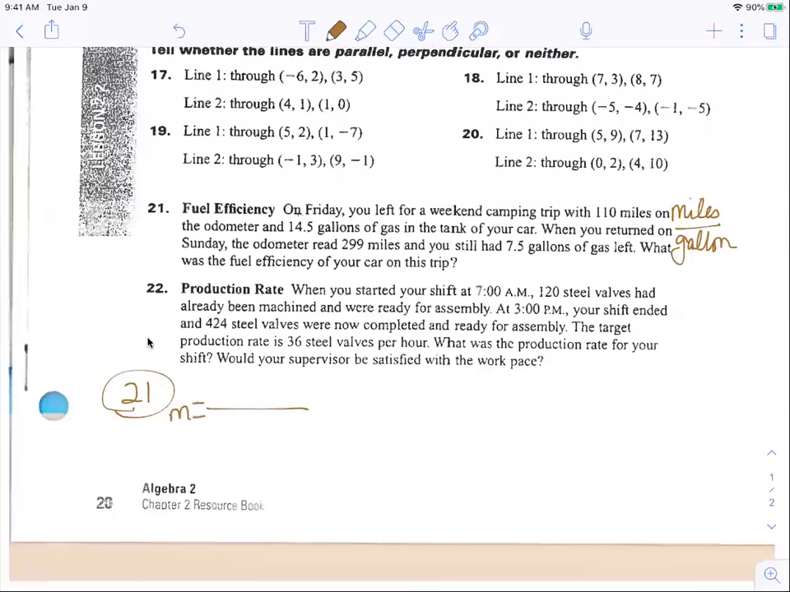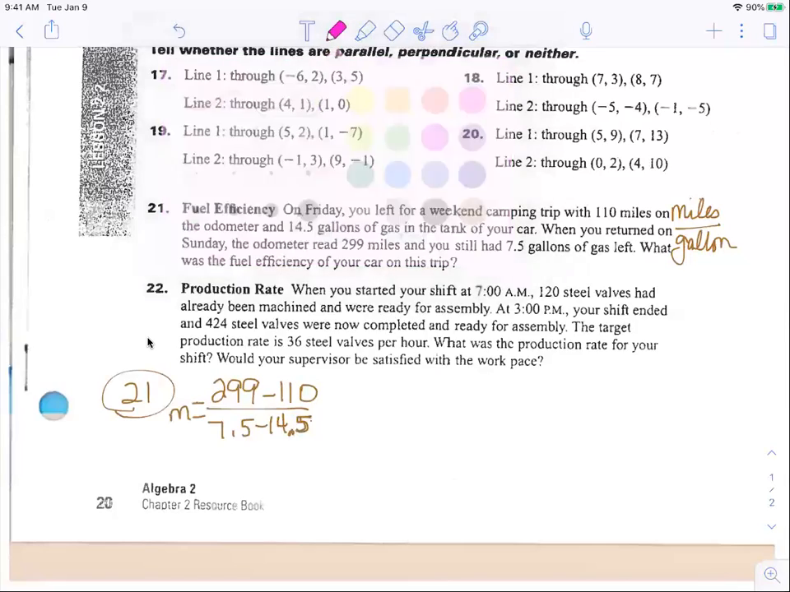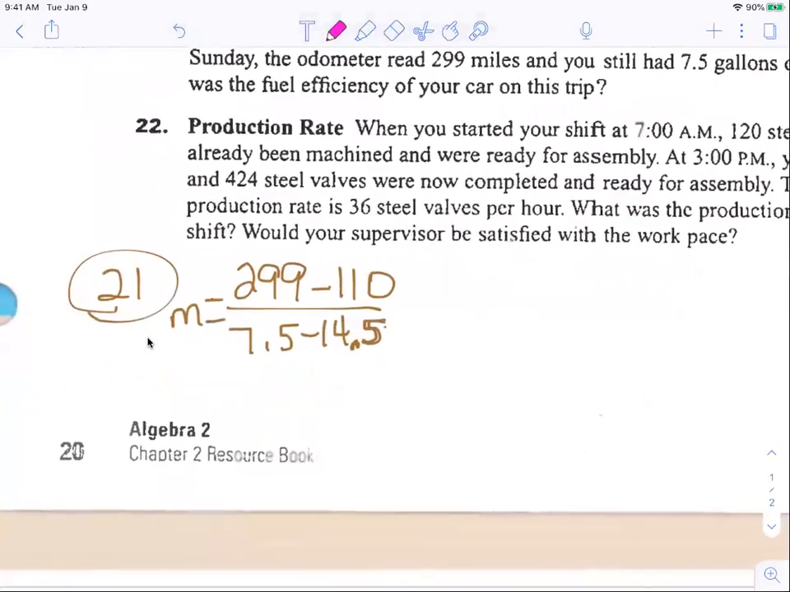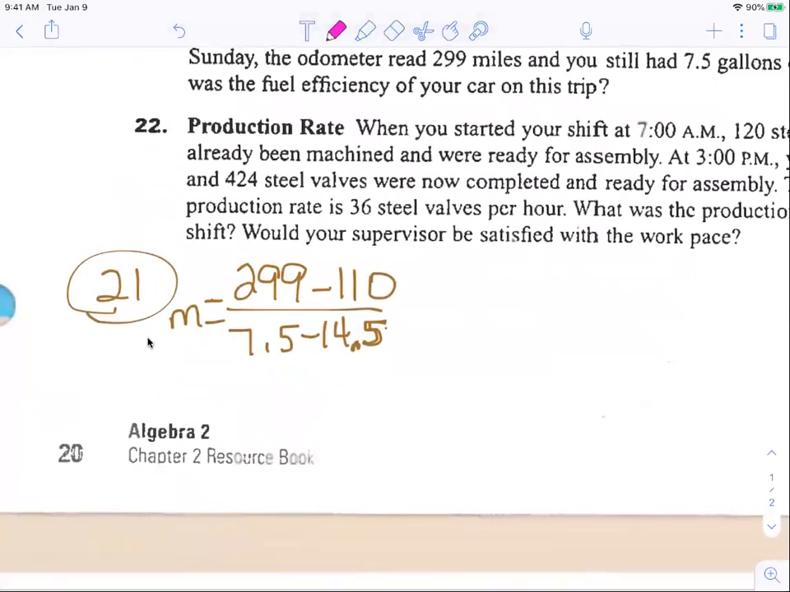On the top, I put 299 minus 110. Do you want me to keep going with the bottom? Yeah, you're good, keep going. Then on the bottom, I did 7.5 minus 14.5. And I did absolute value because even though you're taking away, it's going to be positive, because you can't use negative gallons of gas. That makes absolute sense. Yeah, that's a good explanation.